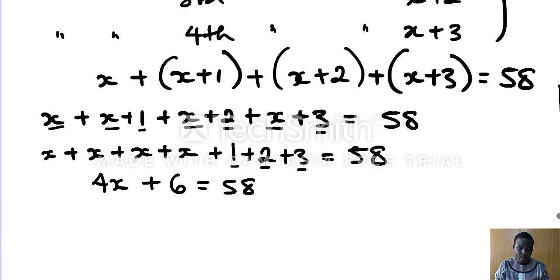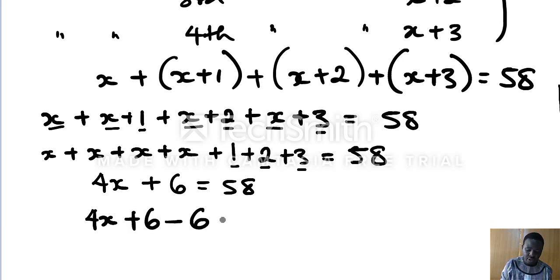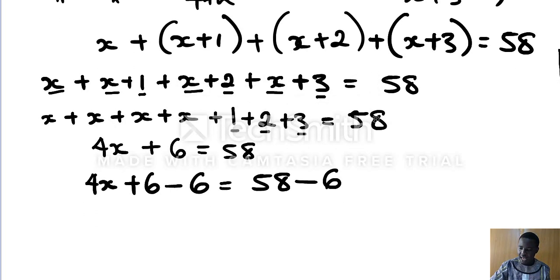Now I'm going to make x the subject of the formula. And how do I make x the subject of the formula? First of all, I'm going to subtract 6 from both sides, and that automatically moves positive 6 to the other side of the equation. That becomes 4x plus 6 minus 6 is equal to 58 minus 6. I just have to subtract 6 from both sides, otherwise it will no longer be an equation. Equation means two things being equal. So whatever you do to the left hand side, you also do the same to the right hand side.